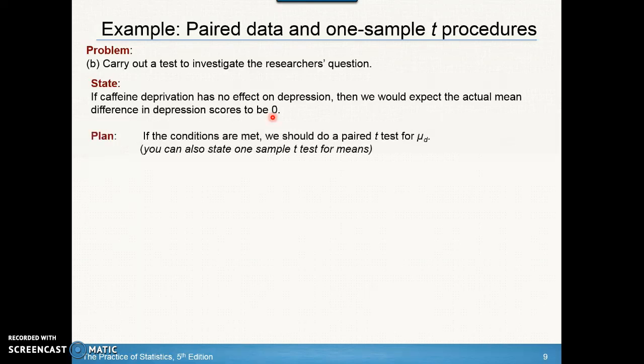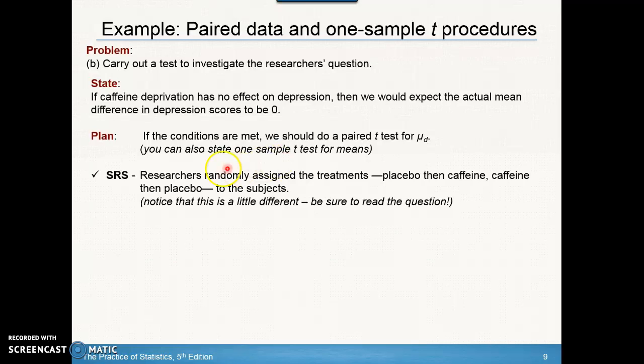So remember in the last sections, we always said there was no difference from the null. It was always equal to whatever the population mean or proportion was. In this case, we're saying that the difference is 0. So if the conditions are met, we should use a matched pairs t-test. You can also state that we're using a one sample t-test for means. Same conditions apply here since we're doing means.